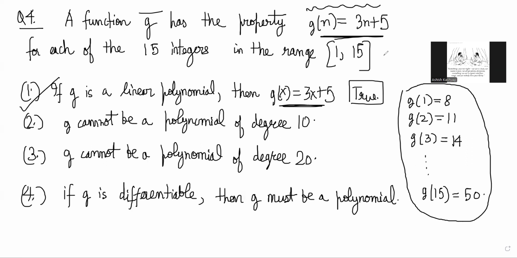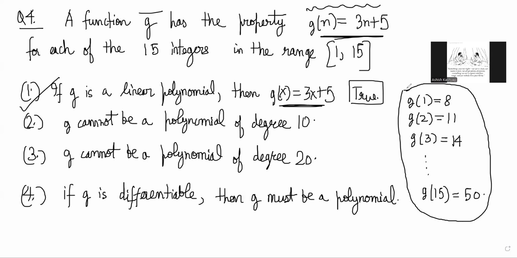Vinay, as per the information, it can be a polynomial of degree 32, degree 40, greater than or equal to. Why greater than or equal to? Why are you saying 32? Yes, sir. We know the value for 15 integers, right, sir? Yeah, we know 15 values.